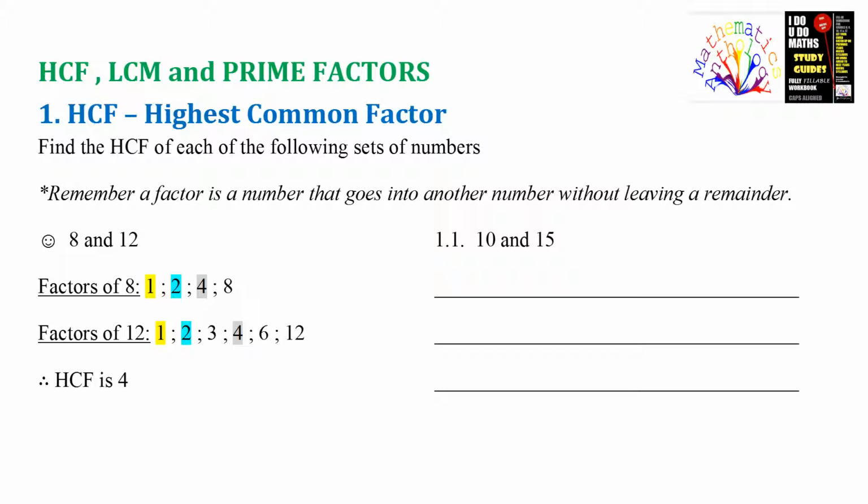Now that we want the highest common factor, we need to choose the highest value of those common factors. So the highest value that's common is 4. So the HCF of 8 and 12 is thus 4.